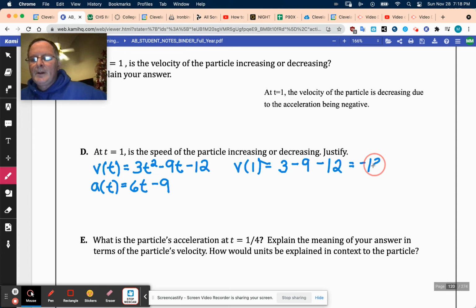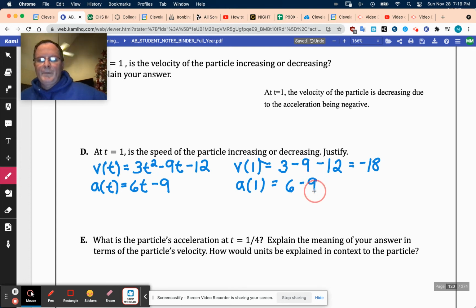We don't know what the units are, but that would be distance. It's velocity, so distance per unit of time. And then acceleration at 1 is going to be 6 minus 9, which is also negative. All right, so that means it's going to the left and being pushed to the left. So for that reason, the speed of the particle is increasing.